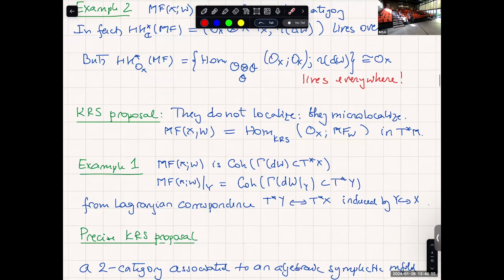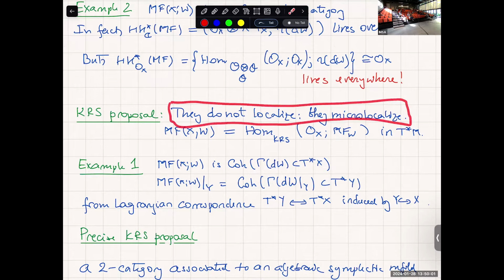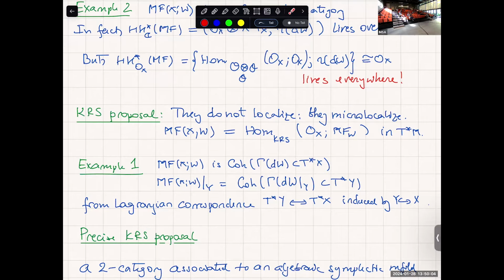And what they proposed, what we think now is a correct picture, is that matrix factorization categories don't localize to the base, but micro-localize somewhere, for example, to the cotangent bundle. And what we call the matrix factorization category is simply a Hom between categories supported on the 0 section of the cotangent bundle, just the usual derived category of coherent sheaves, and some other categories supported on the graph of dW.